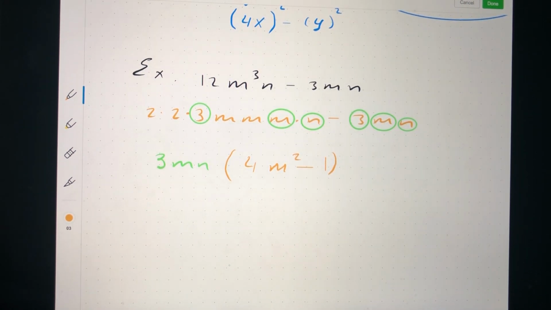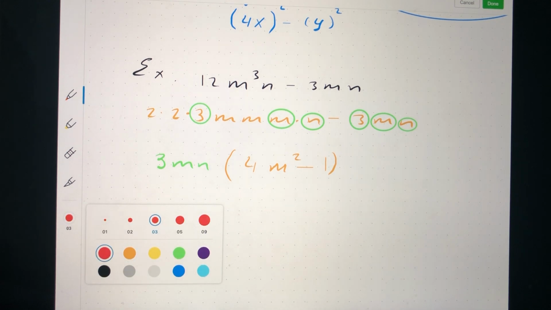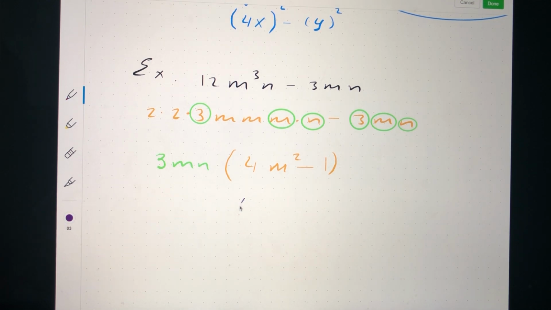Now here's the thing. We need the difference of squares. Can I write 4m squared as something squared? Yes. 2 squared is 4, and m squared is m squared. But what about the 1? The thing about the 1 is 1 to any power is always 1. So if we need 1 to be 1 squared, we could make it 1 squared.